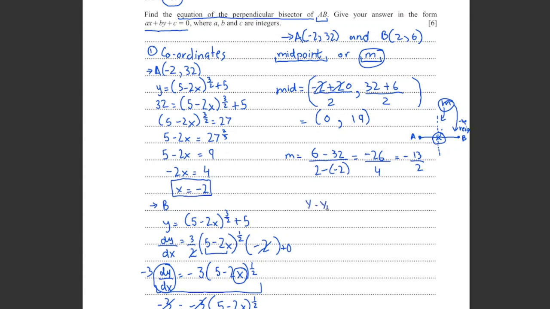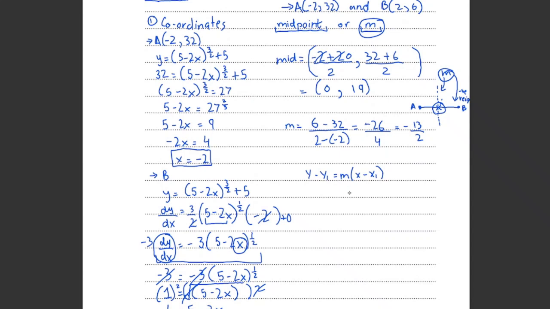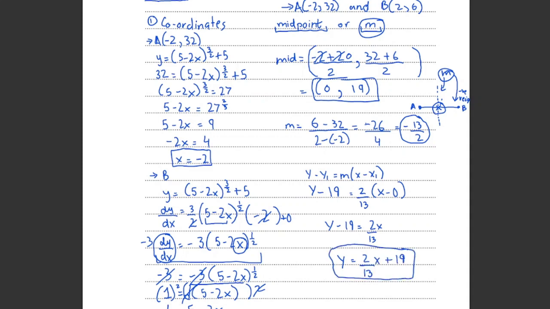So I'm just going to use the point slope form, which is y minus y1 equals m times x minus x1, and my gradient is going to be the negative reciprocal. So if you take the negative reciprocal of negative 13 over 2, you get positive 2 over 13, and then x minus x1. So we're just going to look at the coordinates of the midpoint over here. So x minus 0, and then y minus 19. Okay, so we're just going to get y minus 19 equals 2x over 13, and then y is just equal to 2 over 13 x plus 19, and this right here is the equation of the perpendicular bisector.